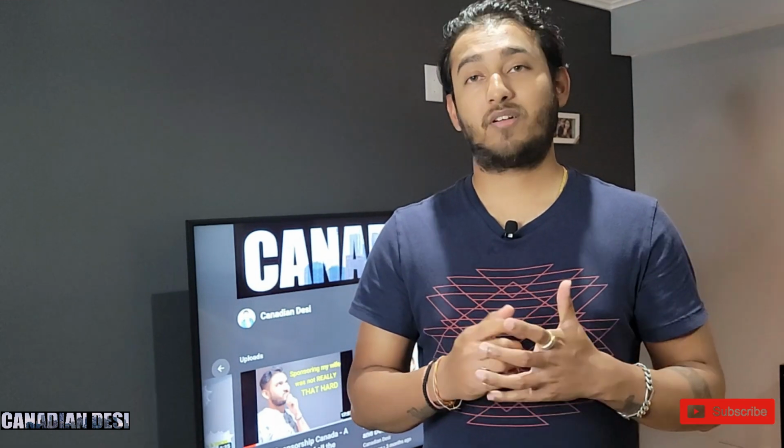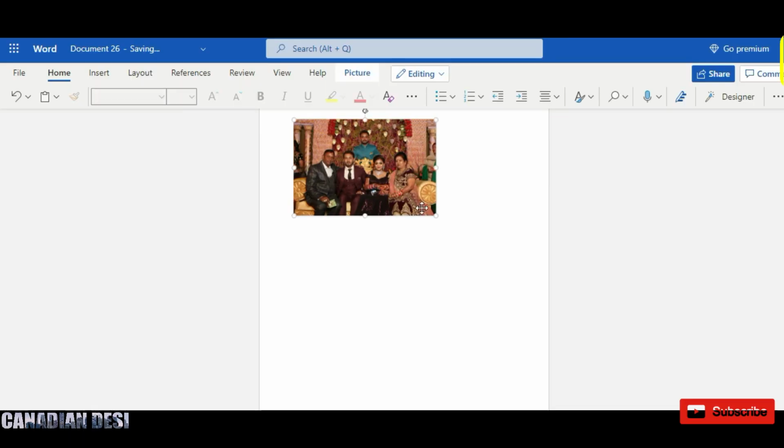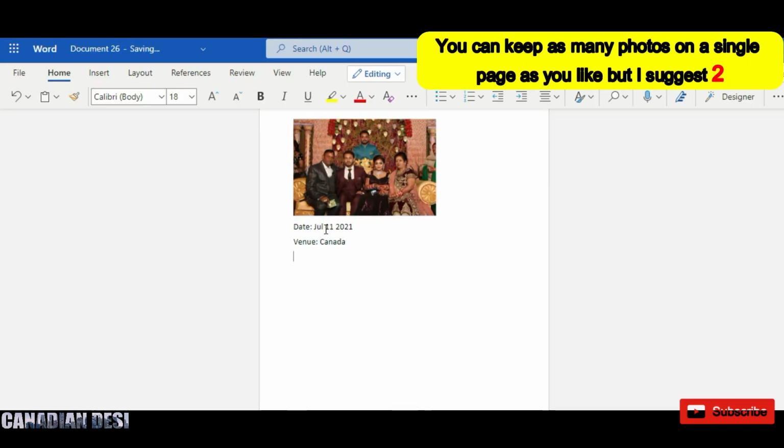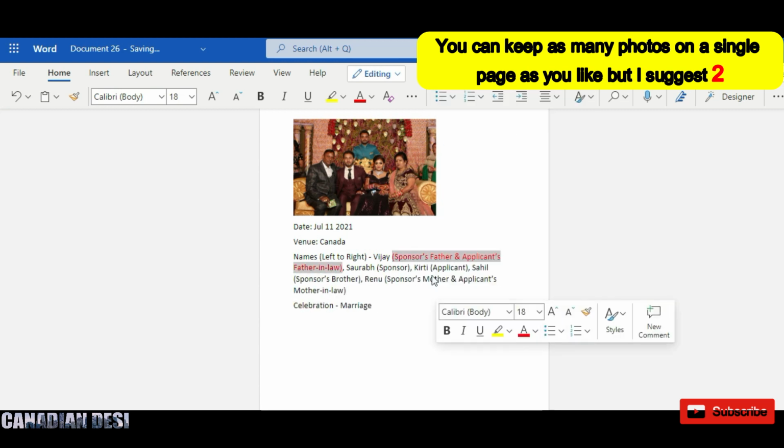The same thing goes for people who would like to do it digitally on a Microsoft Word file. Just make sure you're using different colored fonts and typing the information in the exact same way but just underneath the photo. Here is an example of doing it digitally. It's completely your choice, whichever way you like to go with, because both of them are acceptable by the IRCC.